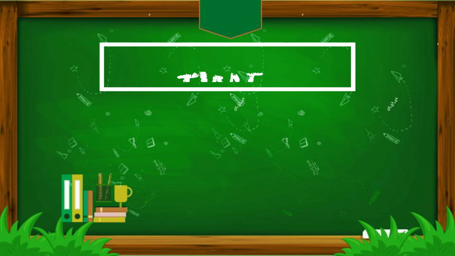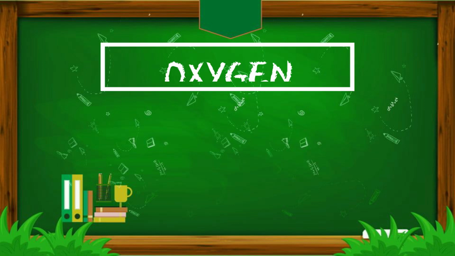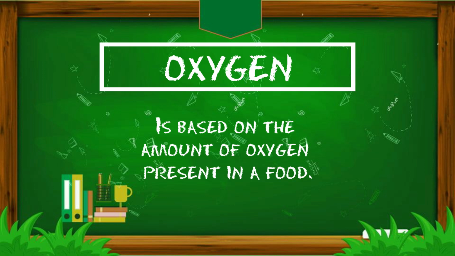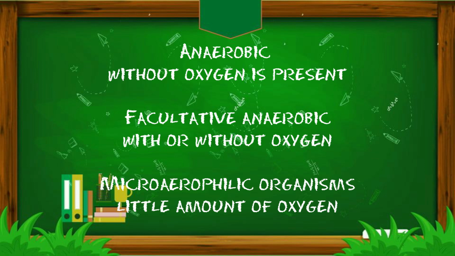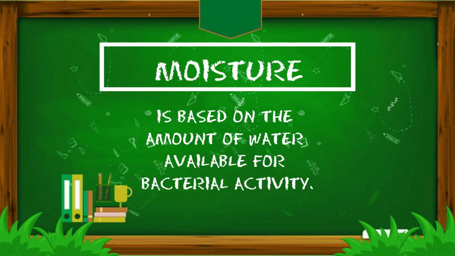Time. It is based on how bacteria grow in hours. Avoid eating foods that have been left out between 2 to 4 hours. Oxygen. It is based on the amount of oxygen present in a food. Anaerobic: without oxygen, bacteria is present. Facultative anaerobic: with or without oxygen. Microaerophilic organism: little amount of oxygen. Moisture is based on the amount of water available for bacterial activity.